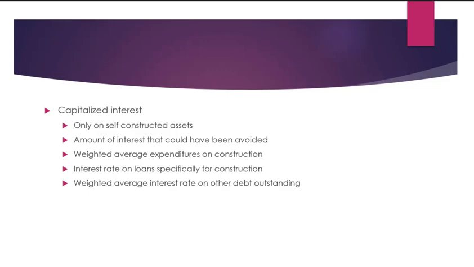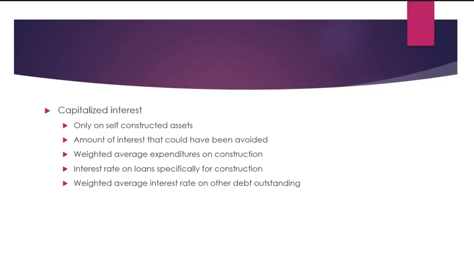So we first calculate how much we spent on construction. We do a weighted average expenditures on how much we spent. So if we figure out we spent $200,000 at the beginning of the year, that would have been an expenditure for the entire year. And then as we go through the time frame of the construction, we just continue to increase the amount of expenditures and shorten the amount of time. And you'll see that in an example that I've given you in a document.